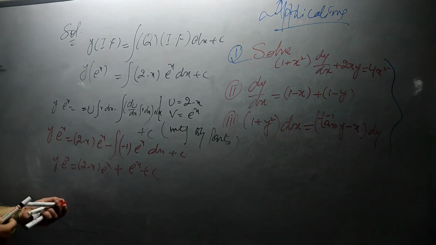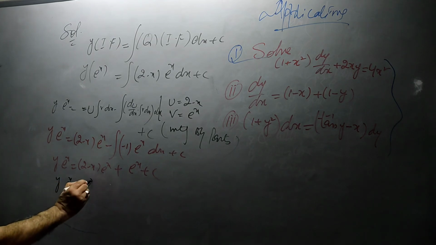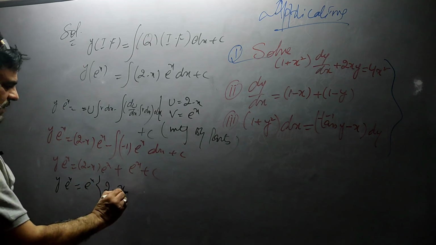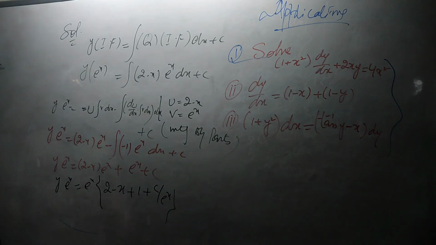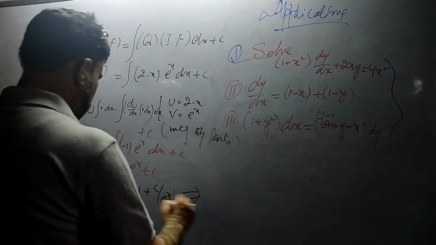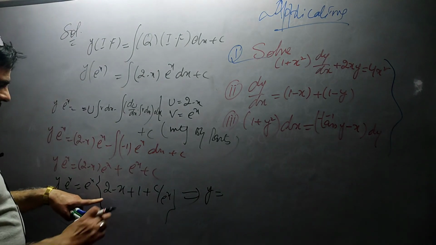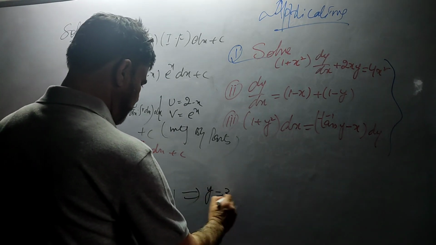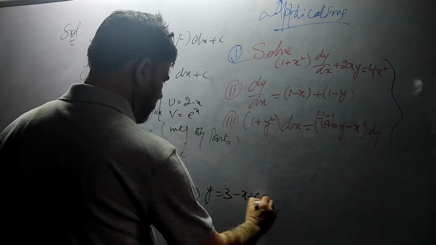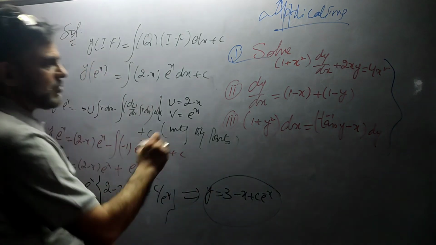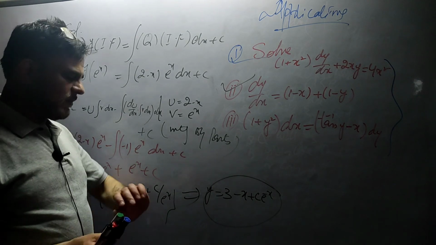But if you want to write the solution in simplified form, you can go this way also. y e raised to the power x, you can take e raised to the power x common: it is 2 minus x plus 1, plus c by e raised to the power x. This means e raised to the power x gets cancelled. So y is equal to, 2 plus 1 is 3, 3 minus x plus c e raised to the power minus x. This is the solution of this differential equation. Do you follow me?